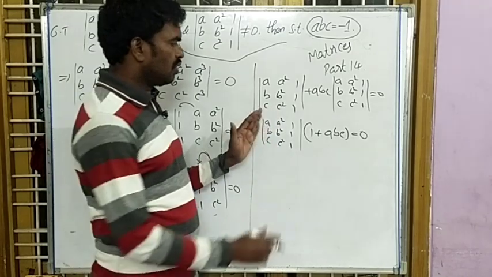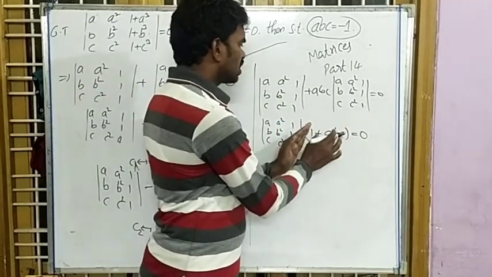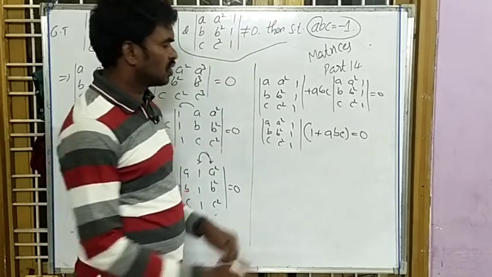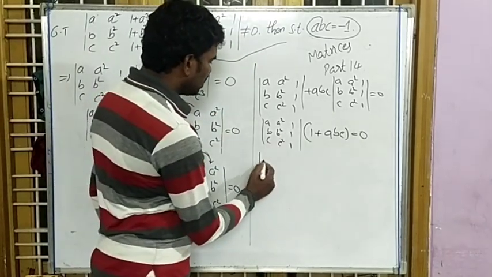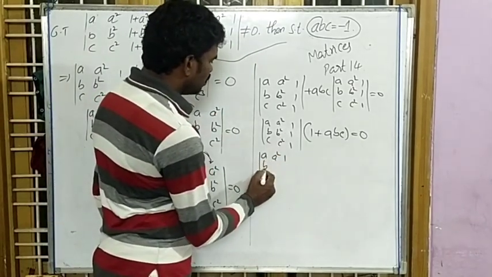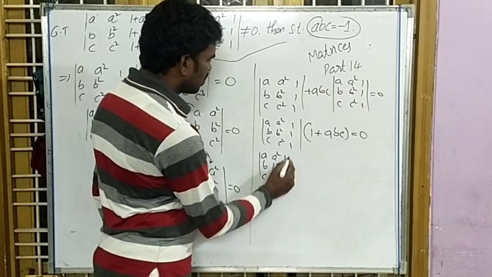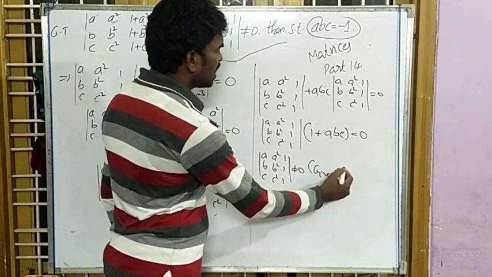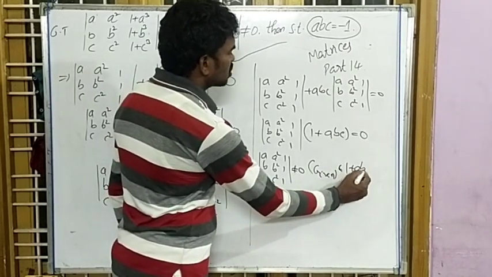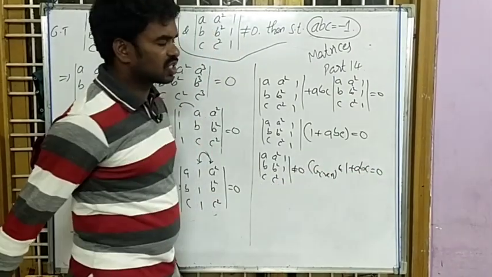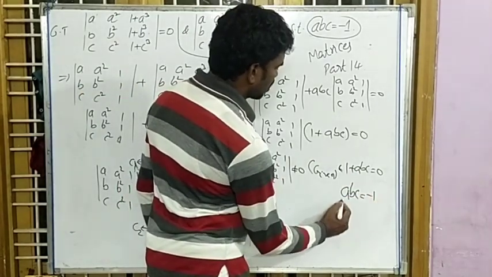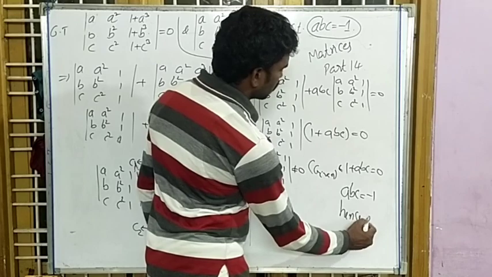So we know this is equal to 0 or this is equal to 0. But it is given that the determinant |a^2 1, b^2 1, c^2 1| is not equal to 0. So immediately 1 plus abc must be 0. That means sending plus 1 to the right side, abc is equal to minus 1. Got the answer? Hence proved.